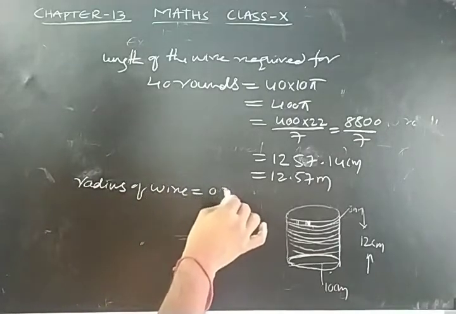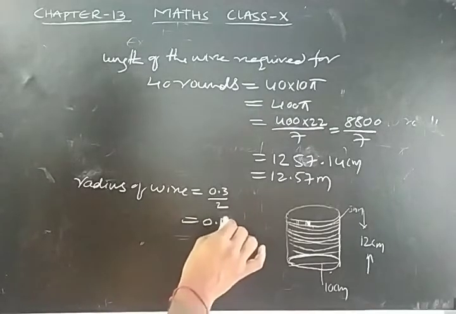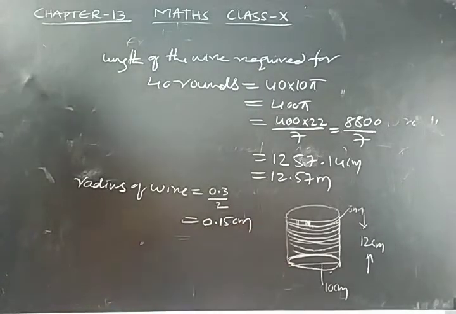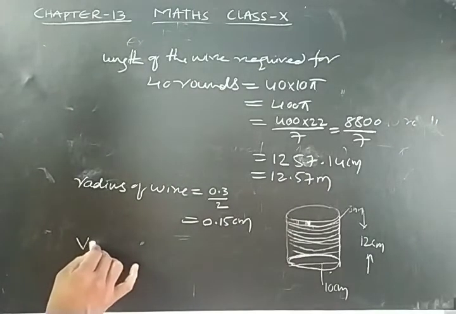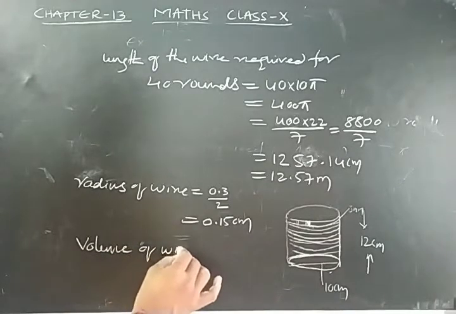The radius will be in centimeters. We got 0.3 as the diameter, divided by 2, that is equal to 0.15 centimeters. 0.15 centimeters is the radius of the wire. Now, the volume of the wire. I am going to find the volume of the wire.